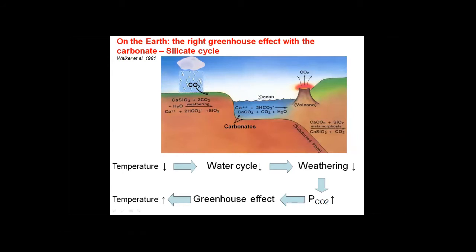As a result, if you, for instance, freeze the planet, you stop the weathering, but CO2 continues to be released and accumulates in the atmosphere, and that controls the greenhouse effect through this negative feedback. If you lower the temperature, you have a less intense water cycle and weaker weathering, the pressure of CO2 increases, the greenhouse effect is stronger, and the temperature goes up again. It's a kind of geophysical thermostat.